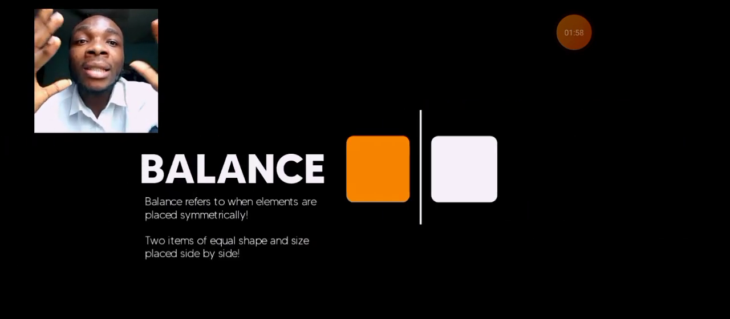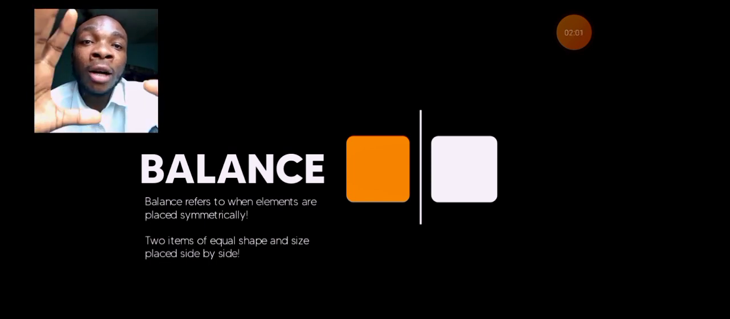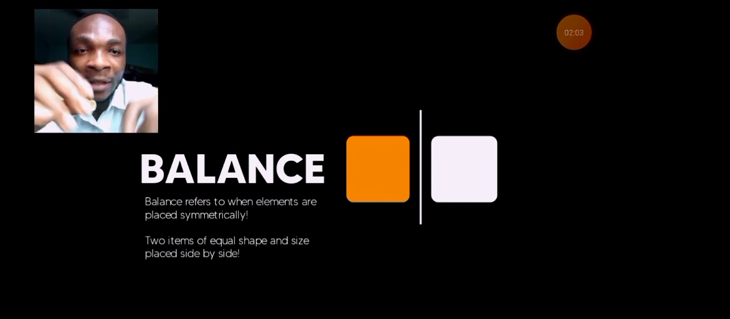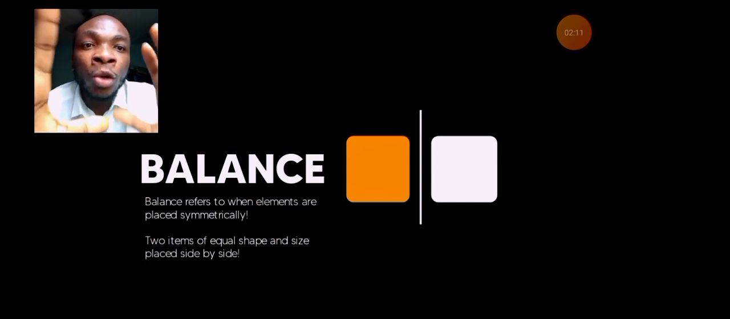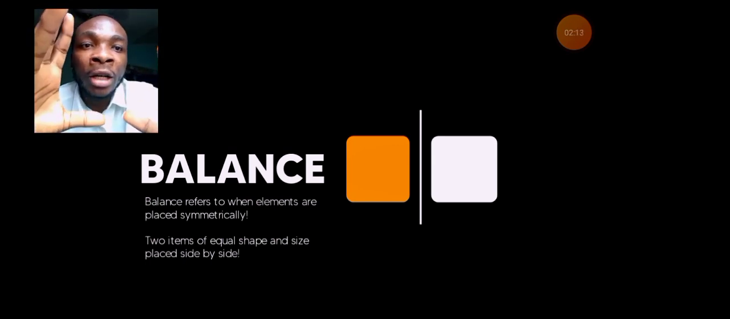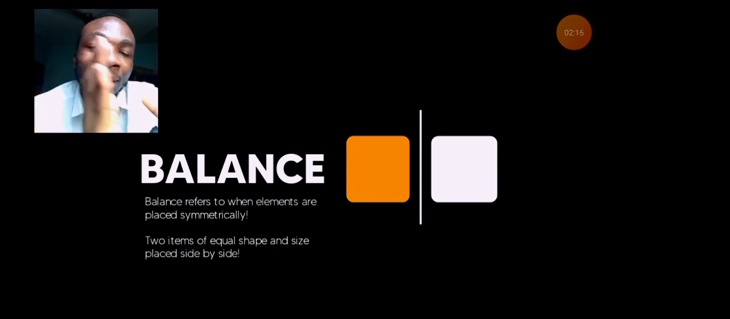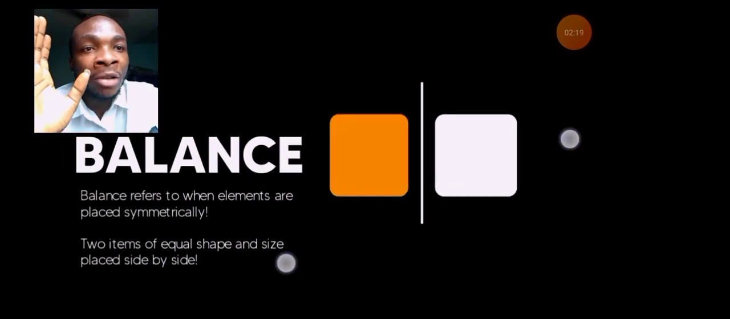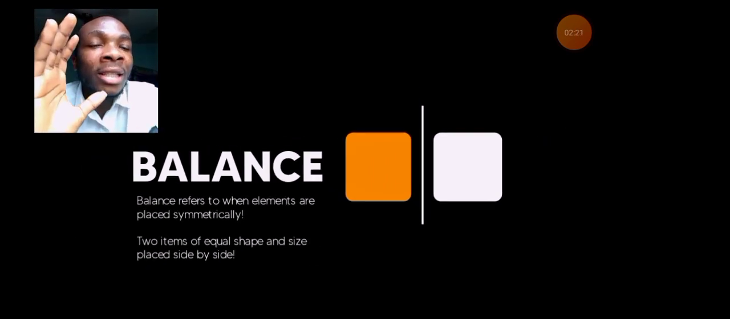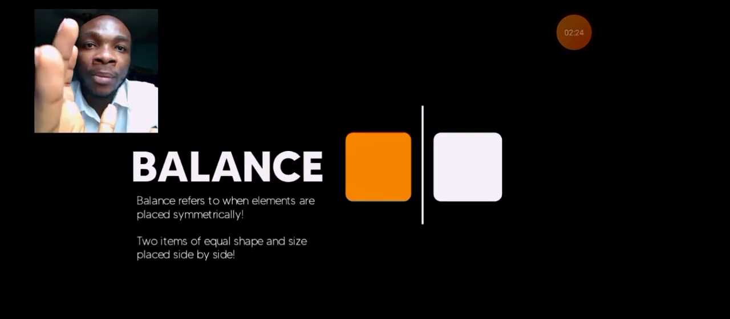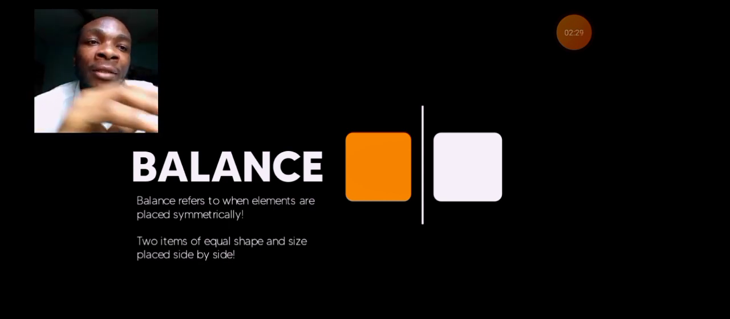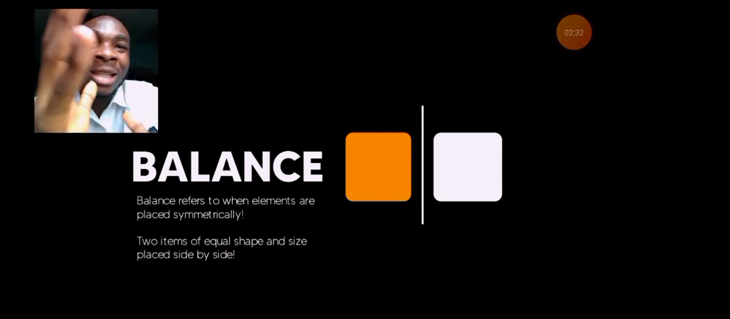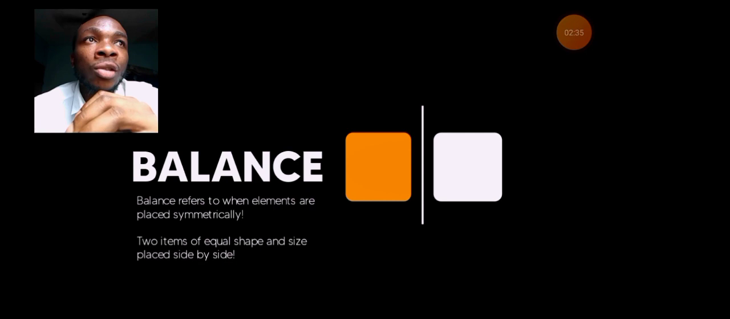Now, the next principle I'll be talking about is balance. Now, what does balance mean? Balance refers to when elements are placed symmetrically. Two sides of an equal shape or size are placed side by side. Now, if you look at this diagram right here, you can see that I placed two similar shapes, or even the same shapes, and I placed them side by side. Now, what that means is this design is balanced. It is not asymmetrical and it is not disorganized.